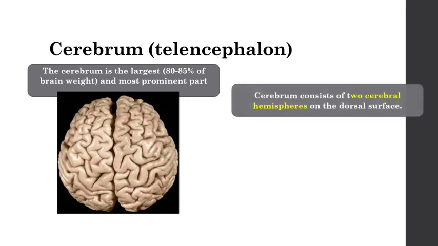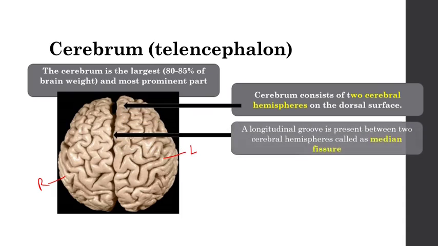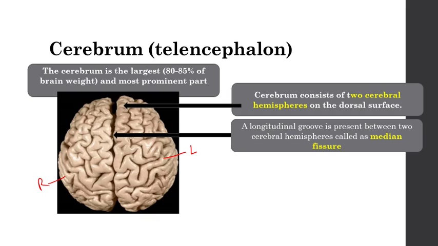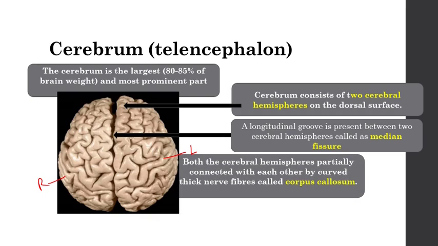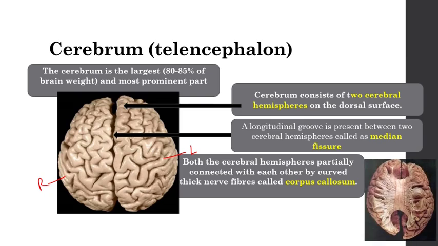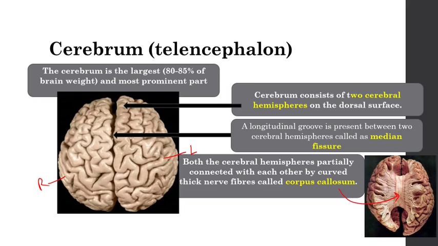It is divided into two hemispheres, the left and the right hemispheres, as you can see in the picture, and there is a median fissure between the two cerebral hemispheres. These two cerebral hemispheres are connected by a thick band of nerve fibers called the corpus callosum, and the presence of the corpus callosum is a special, peculiar character of only mammals. So this is the cerebrum.